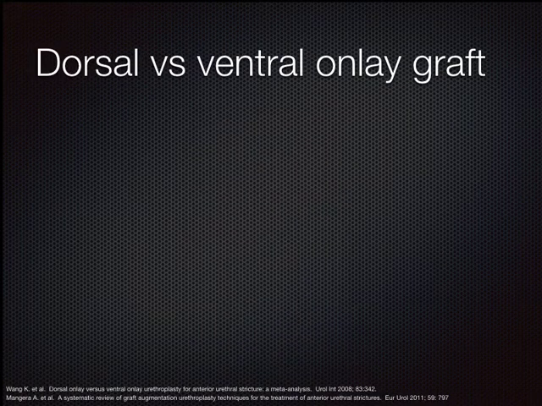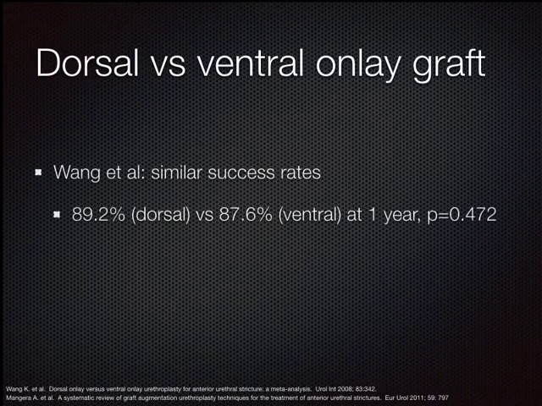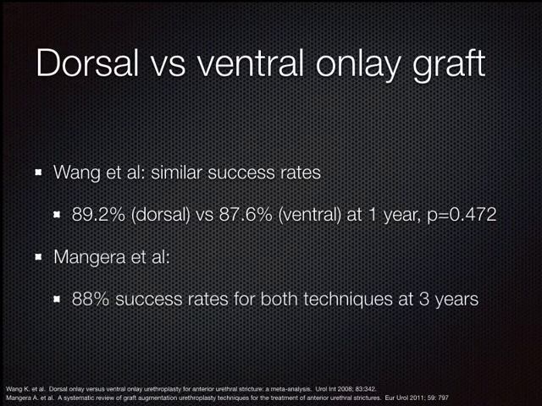So to compare dorsal versus ventral onlay graft, a meta-analysis by Wang compared these two buccal mucosal graft techniques and revealed a similar success rate between the two, 89% for dorsal, 87.6% for ventral. In a more recent review by Manjera further noted similar success rates, around 88%. This was at 3 years of follow-up for both grafts.